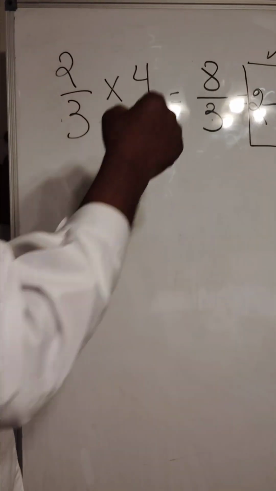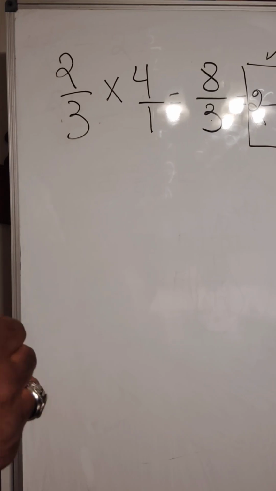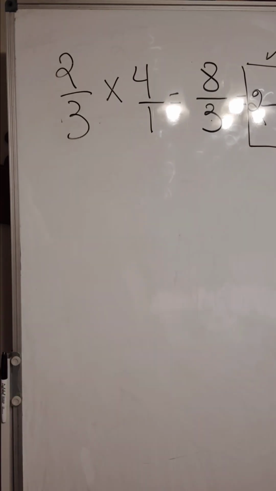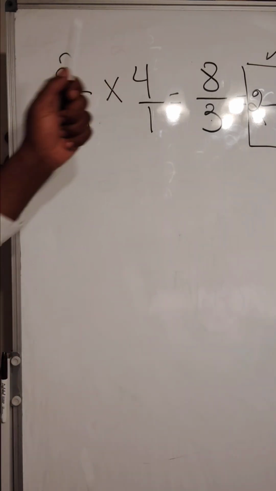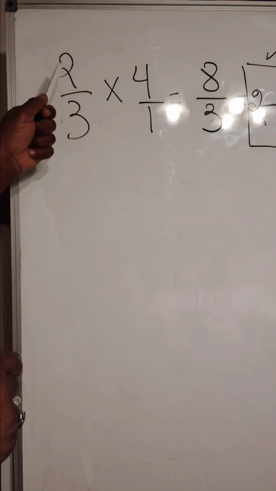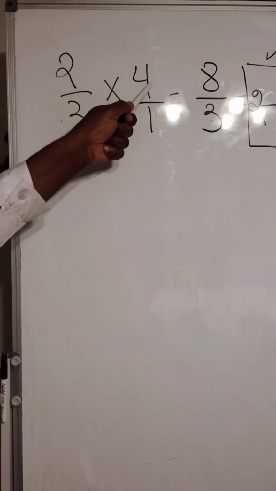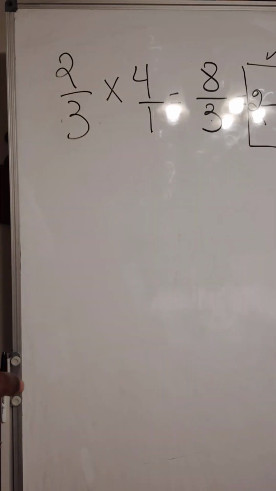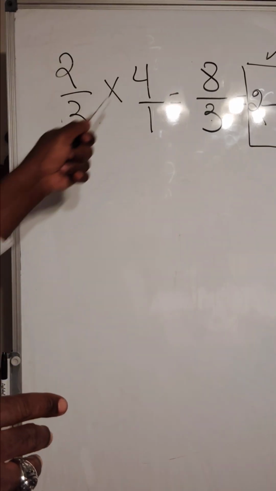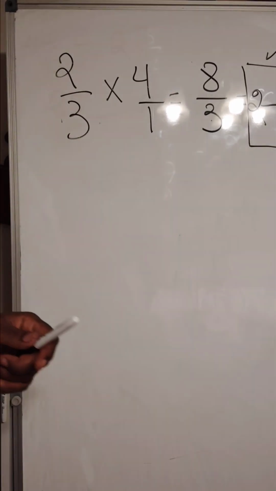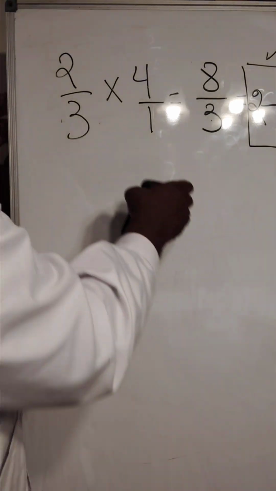All right? So this is how you solve a fraction multiplied by a whole number. Correct? So just remember that. Anytime you have a whole number, you can only multiply whatever is there to the numerator. That's it. You don't multiply that to the denominator. Example.